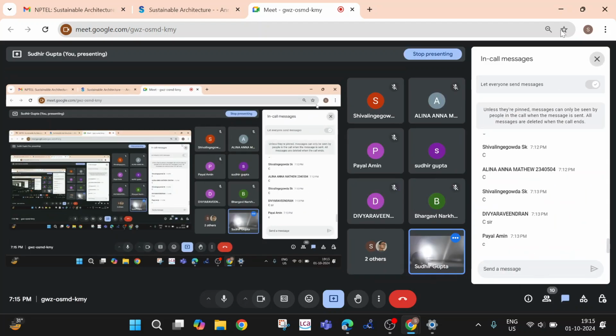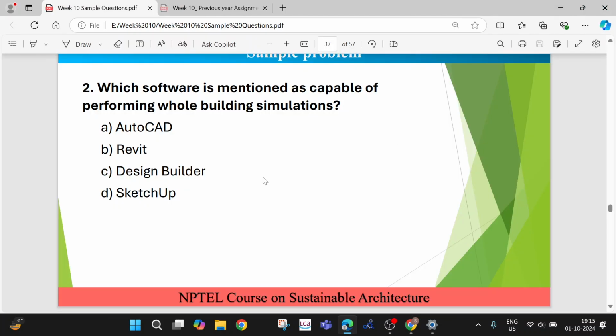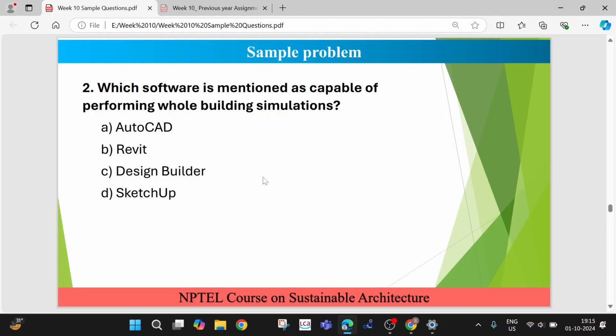Yeah. So DesignBuilder is the right answer for this question, which is one of the tools mentioned in the lecture videos, where whole building simulation can be performed. It incorporates all the building geometry, the material database, as well as the energy use pattern to assess the building performance. Fine. Let's move to the next. Does anybody have any doubt in question number 2, or can we move to question number 3?